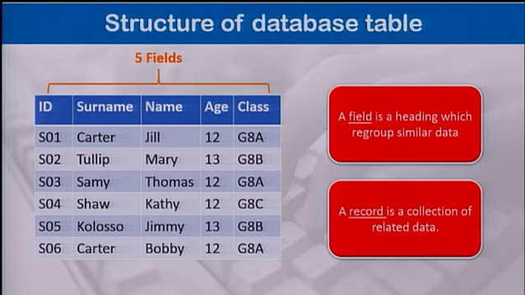There are 6 records in the table. A record is a collection of related data. This means the student S01 has surname Carter, name Jill, age 12, and is in class grade 8A.